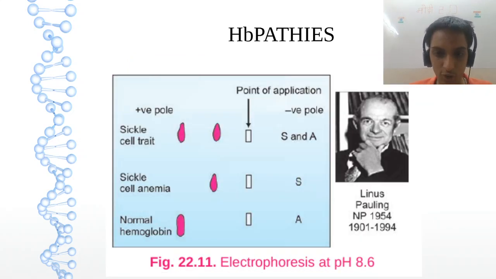Now electrophoresis. If we take an electrophoresis, you are observing that the HBS is moving faster compared to HBA. Remember, always the diseased one will be more prominent compared to the non-diseased specimen. Okay, this is at a pH of 8.6.